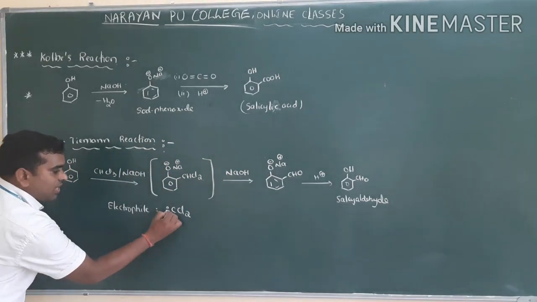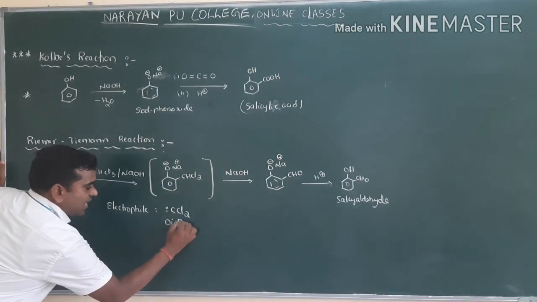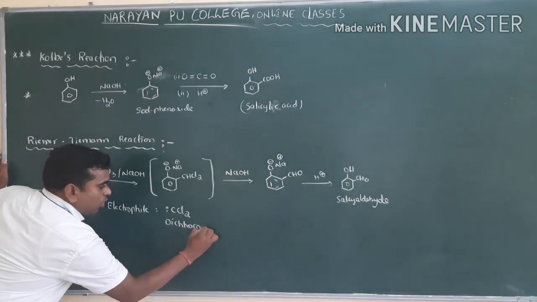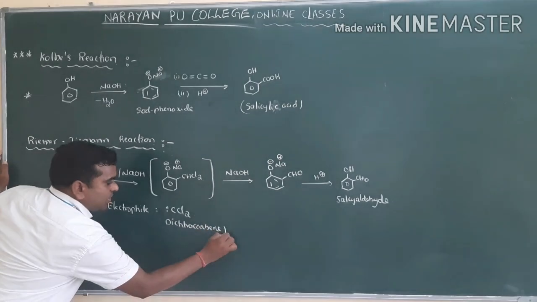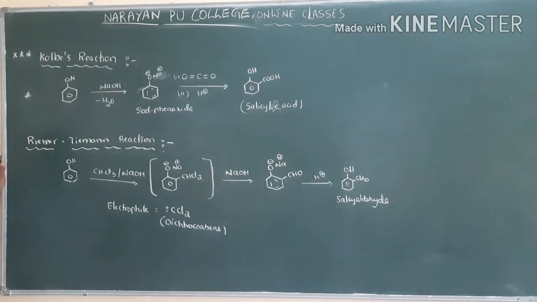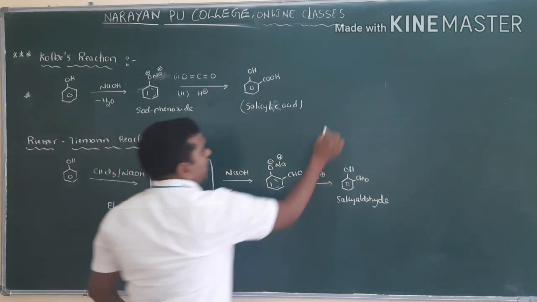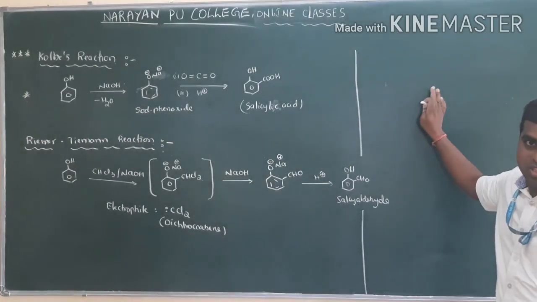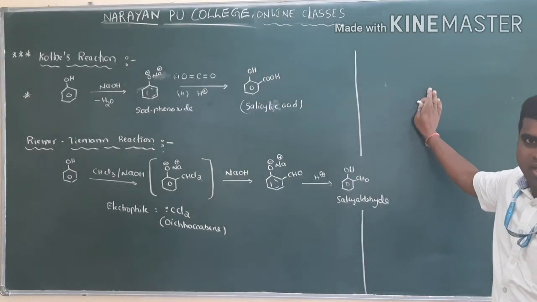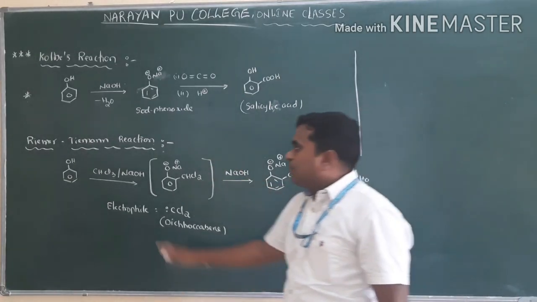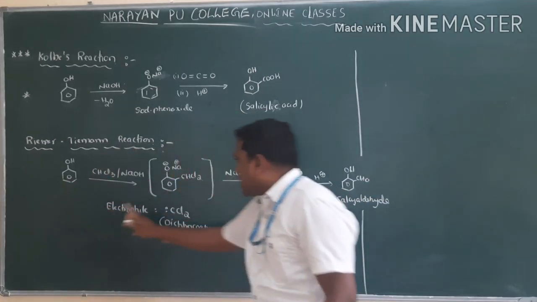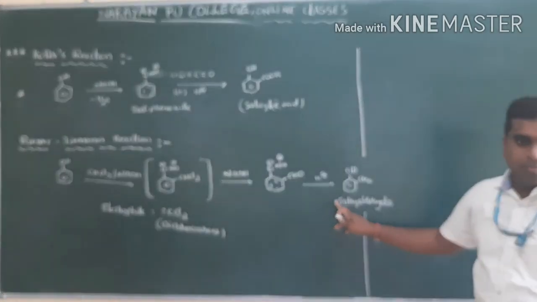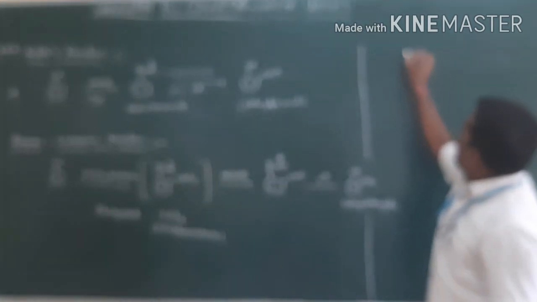So what is this one? This we will call dichlorocarbene. What is the compound here? Intermediate dichlorocarbene. Roughly I will say here. It is not required to write in the PU examination, just for understanding purposes only. So this is for the Reimer-Tiemann reaction. If they ask, you have to write from here to here. That is only. Clear?